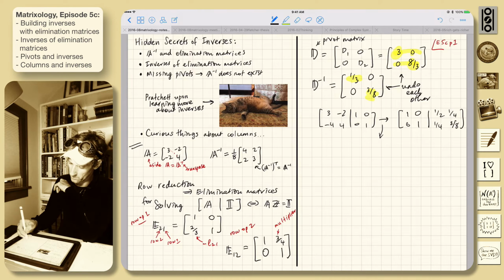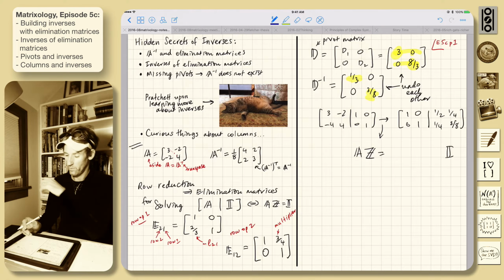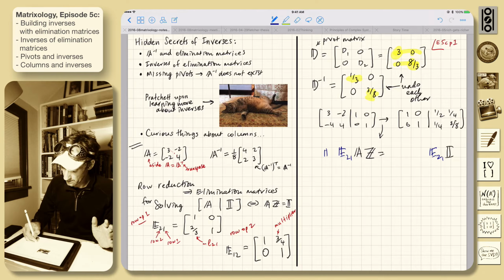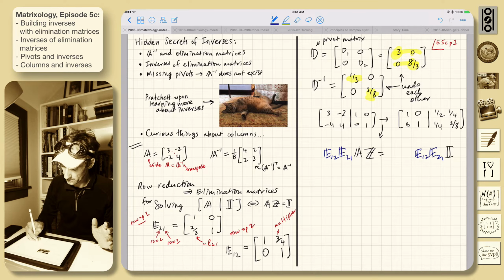These row operations are the same as doing E21 first on A, and then, let me write it like this. Here's our original equation: A times Z equals I. What we're doing is the first row operation, it's E21 multiplied on the left. We're doing that to both sides. The next row operation is E12 on both sides. And then the last one is we divide through by the pivots.